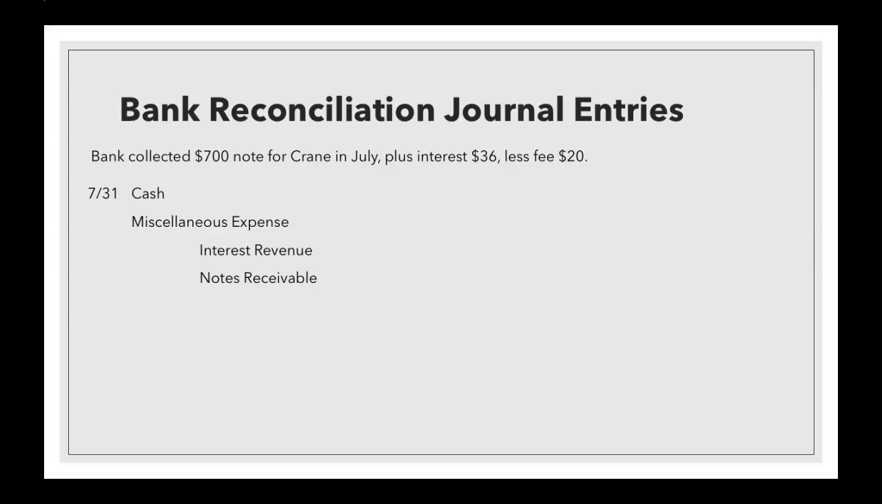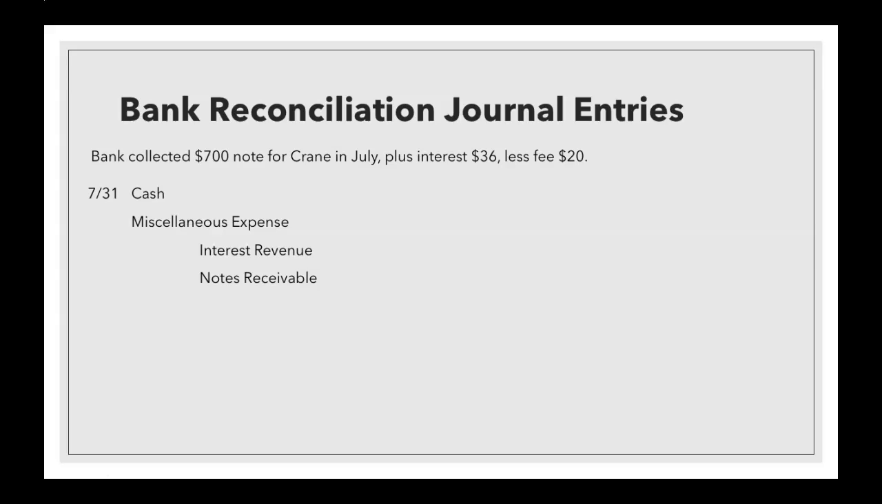And then we have cash, because every single bank reconciliation journal entry is going to involve cash. Because it's all about your cash balances, right? So we debit our cash because our cash is increasing here with the bank collecting this note.